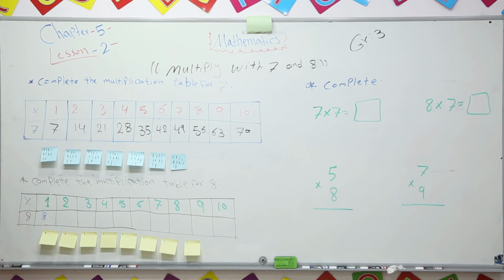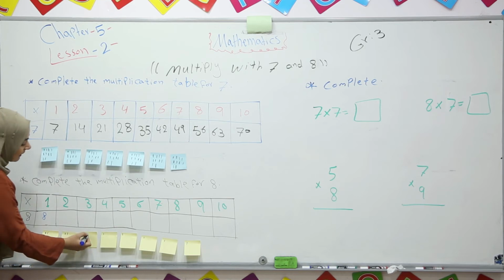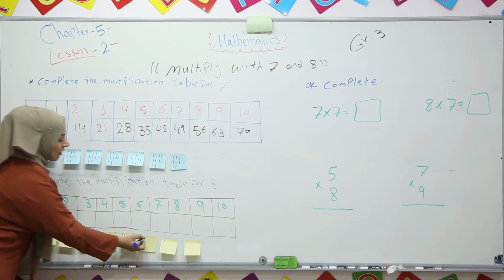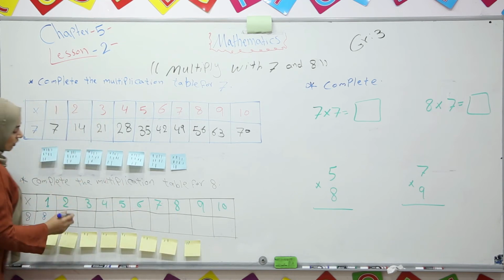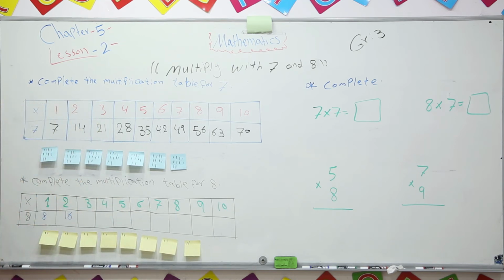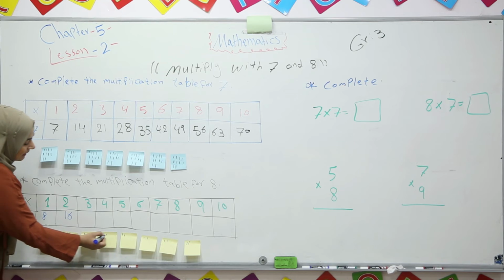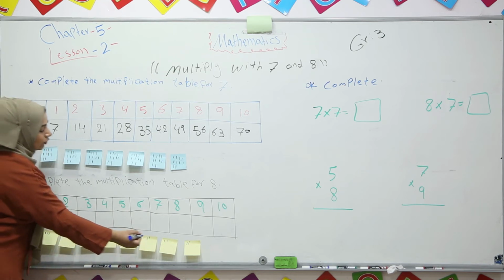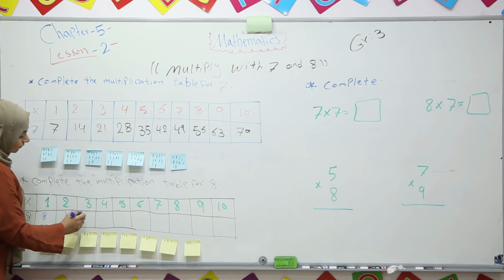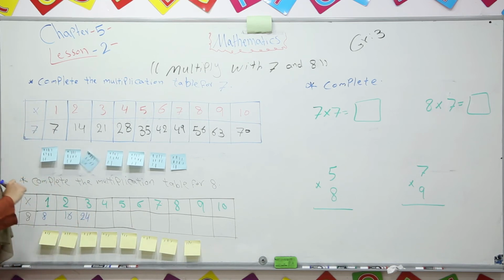8 times by 2, we have 8 groups. Each group contains 2 objects, okay? 8, 9, 10, 11, 12, 13, 14, 15, 16. So the answer is 16. 8 times by 3, we have 8 groups. Each group contains 3 objects. 17, 18, 19, 20, 21, 22, 23, 24. So it is 24.